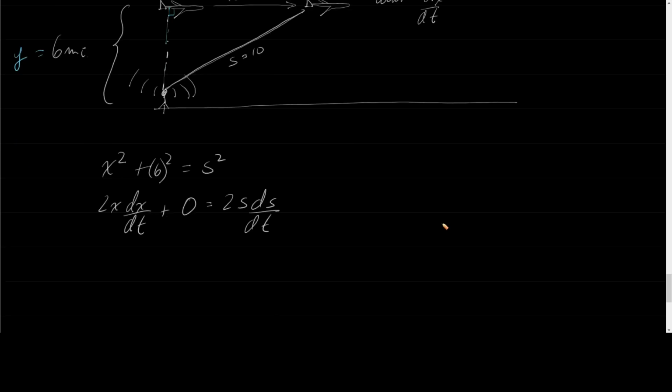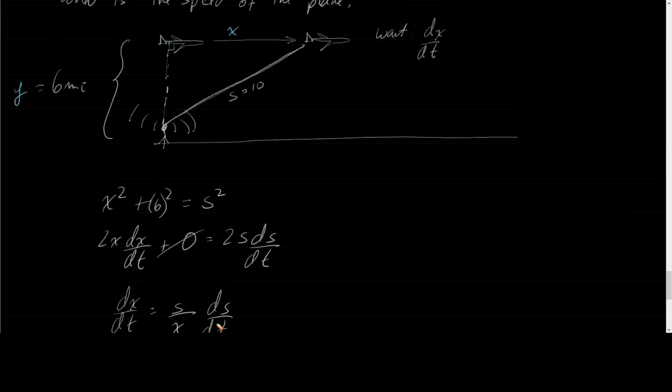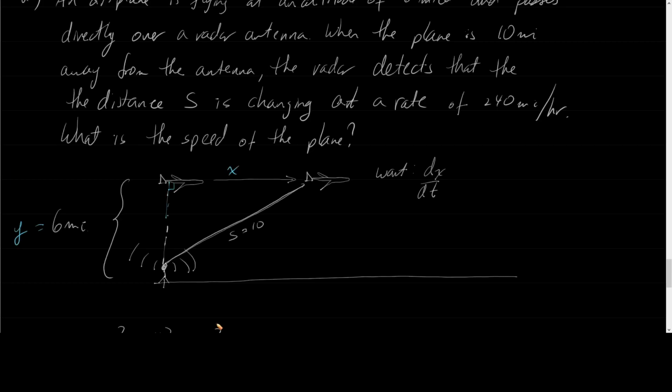All right. So that's all for dx/dt here. Well, this here is not there, so I usually have dx/dt is equal to s over x times ds/dt. All right, so let's see what those values are. At the time that we care about, s is 10. What would x be? Well, I know the y value. This is 6, and this is 10. X ends up being 8. This is essentially a 3, 4, 5 triangle, right? But it's doubled, 6, 8, 10. So in here, x is 8.